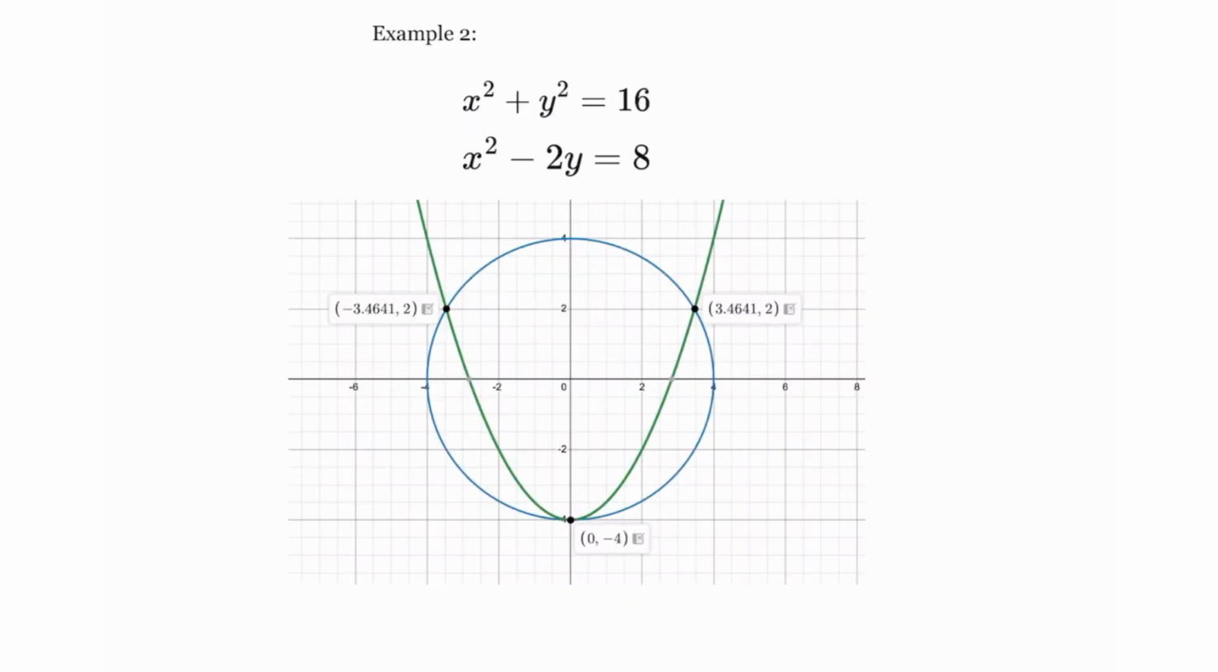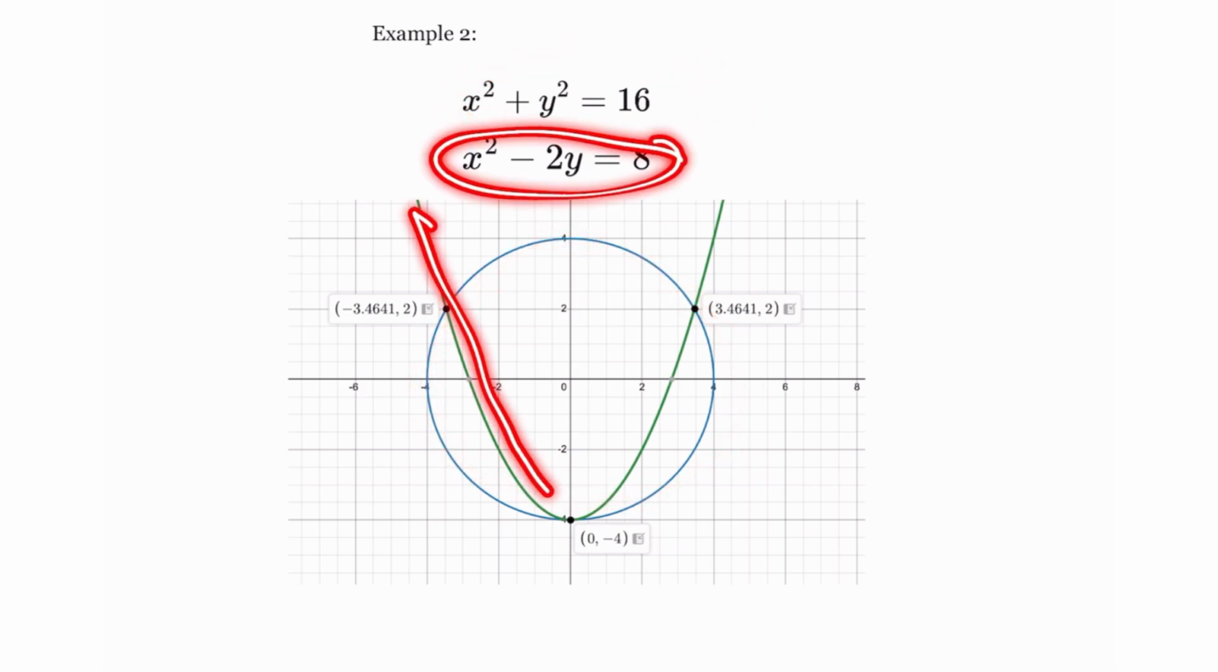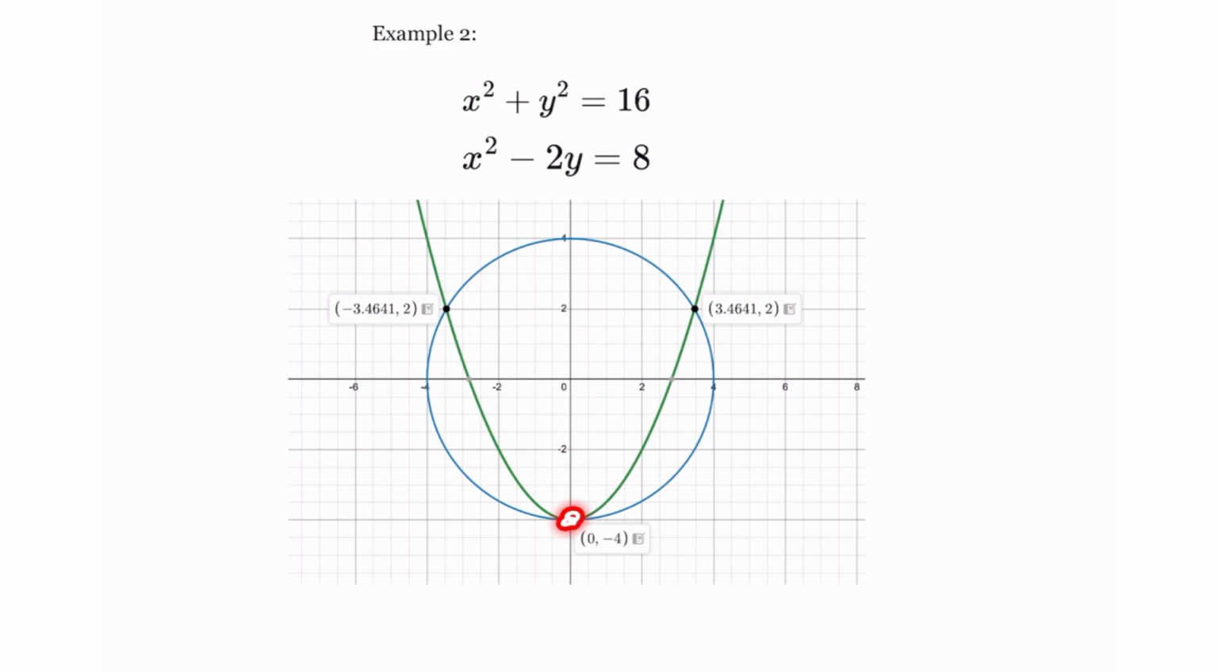All right, so again, I'm just showing what this looks like on the graph. We have a circle as the first equation, a parabola as the second equation, and then we have these 3 points of intersection.